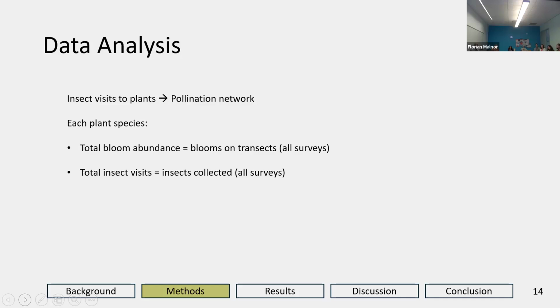Then I did that same thing for all the insects that I collected across all of my insect surveys. So that's just the total number of insects I collected visiting each plant species. And those 2 pieces of information, I was able to calculate the insect visitation rate for each plant species. So that was just the total number of pollinators that visited a plant divided by the total number of flowers of that plant. And that's pretty much just a measurement of how much insects liked that plant.